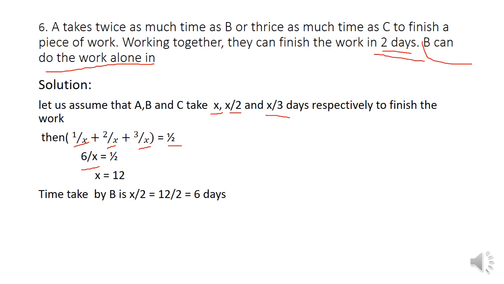So we have to find the time taken by B alone to complete the work. The time taken by B is x by 2. So by substituting the value of x, we will get 12 by 2, that is equals to 6 days. So in 6 days, B alone can complete the work.